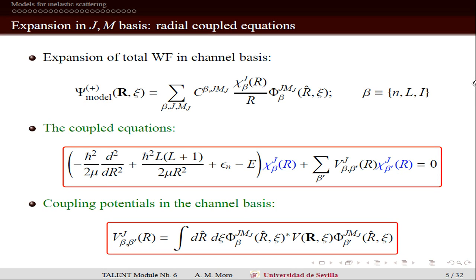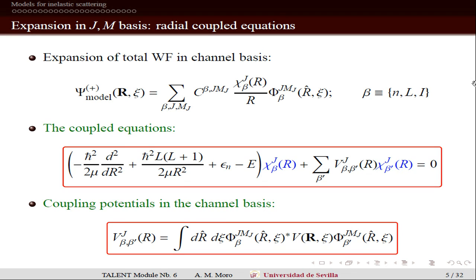But you can imagine that this beta contains all quantum numbers required to specify the projectile or the target state in angular momentum representation. So in this particular case, if we are thinking of target excitation, we have one index referring to the excitation of the target. We have an L for the relative angular momentum, and we have an I that is the spin of the target in this particular example.